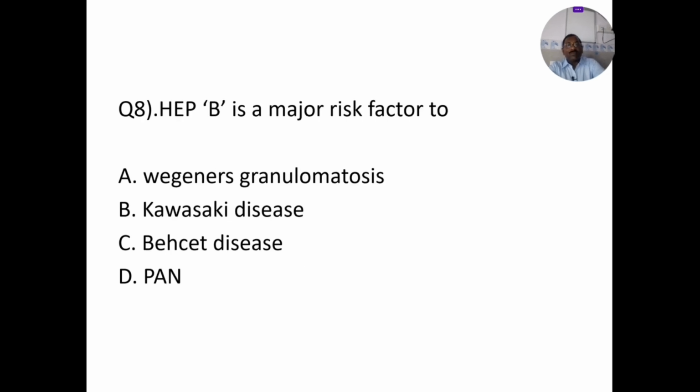Hep B is a major risk factor to Wegener's granulomatosis, Kawasaki, Behçet's or polyarteritis nodosa. Yes, D is the right answer. Delhi. So polyarteritis nodosa, about 30 to 50%. Hep B is commonly associated here.